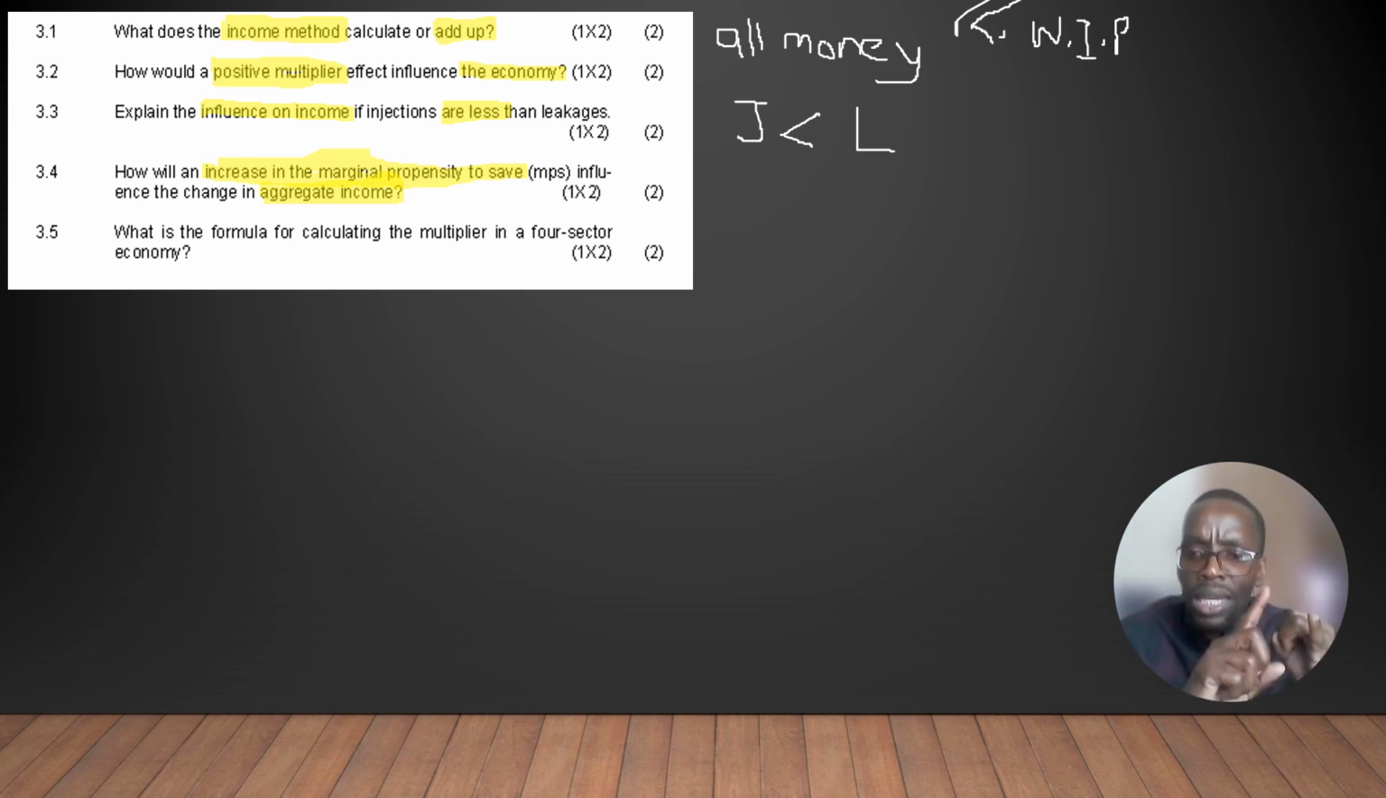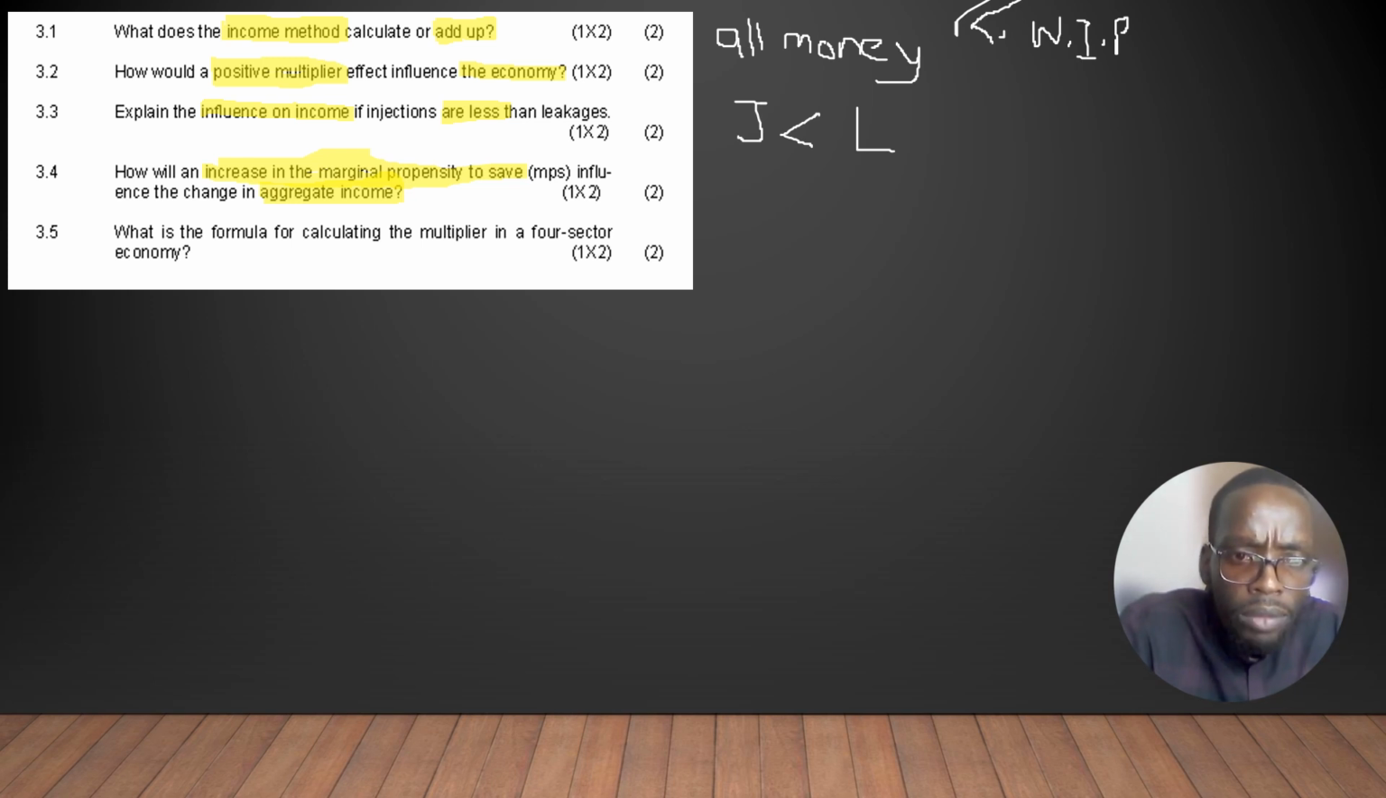So any leakage, it can be the marginal propensity to import, which is our MPM, or our marginal rate of taxation, which is our MRT, or the marginal propensity to save. If any one of these increases, then we are going to have a reduction in the size of our national income. Right, that's what we are talking about there. Then the next one is: what is the formula for calculating the multiplier in a four-sector economy? Now, the question is asking us about the formula that is used when calculating the multiplier.